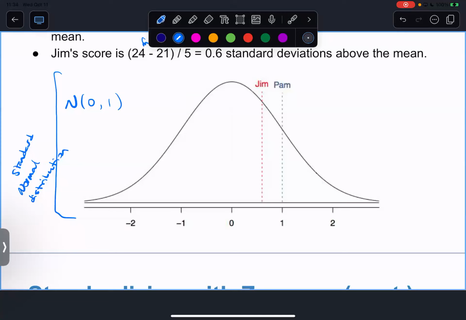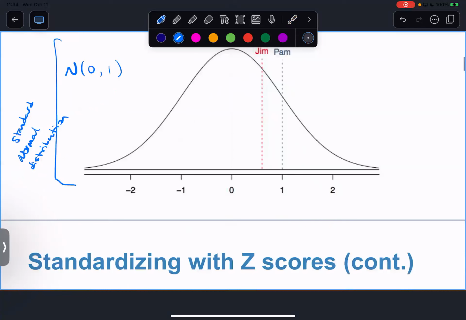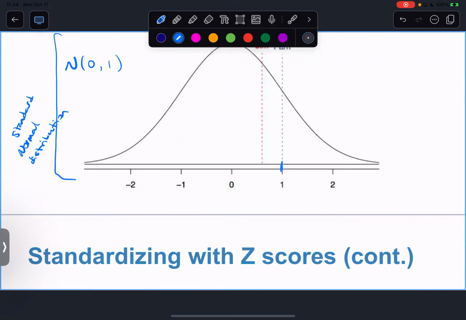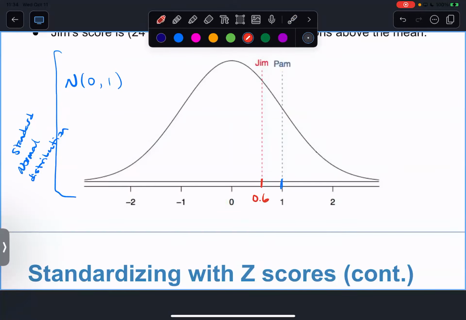So now, when they're all on the same scale and on the same curve, we can plot them and say that Pam was 1 standard deviation away, whereas Jim was only 0.6 standard deviations above the mean, making Pam's test score better. Usually a higher score is better, regardless of the SATs or the ACTs. It depends on the scenario, but usually.